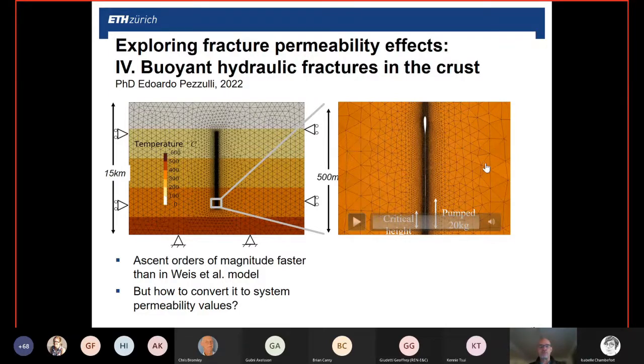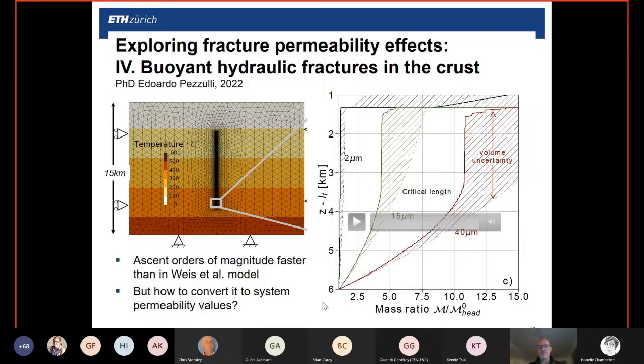Eddie did some diagrams that show how far they can rise, and so on. I cannot summarize it, it's pretty complicated stuff, but we're working on getting this published, so that you will see it at some stage this year.